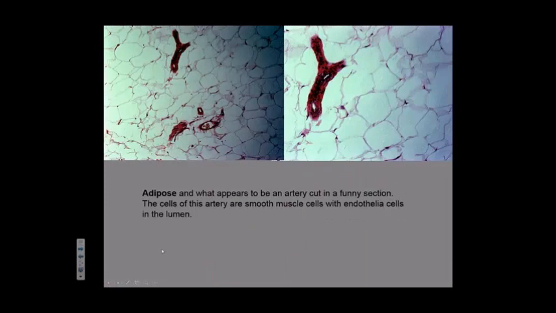Okay, this is really cool. If anybody finds this slide in my slide box, let me know so I could mark it. Because this is a small arteriole that has bifurcated, branched. Okay, and it's really cool. Here it is. So this is kind of longitudinally cut, and this is cross-sectionally cut.